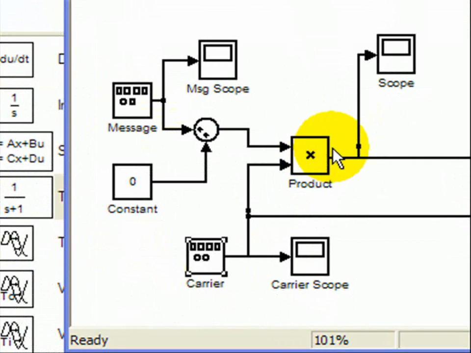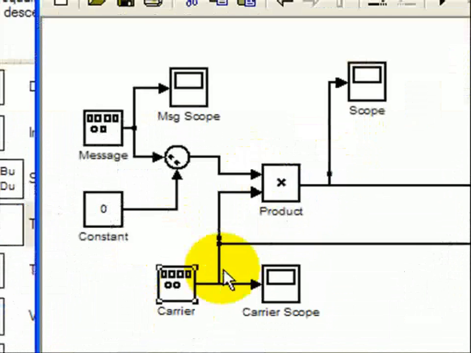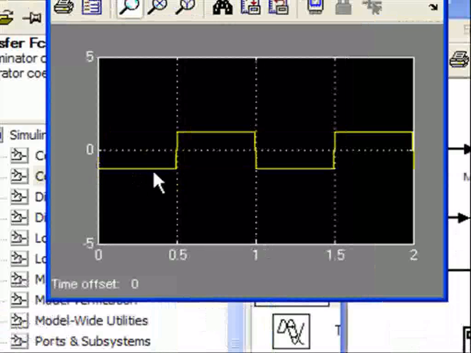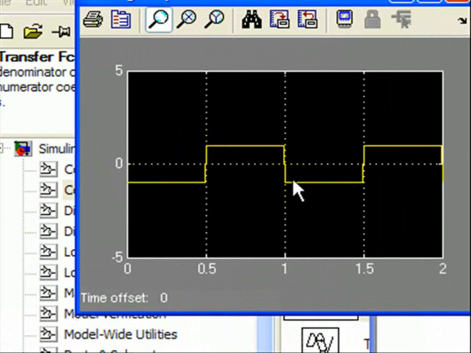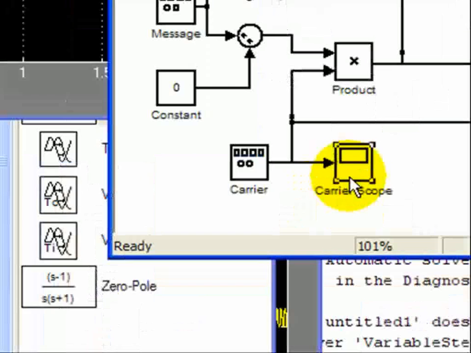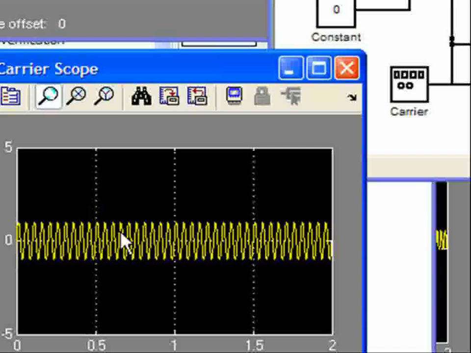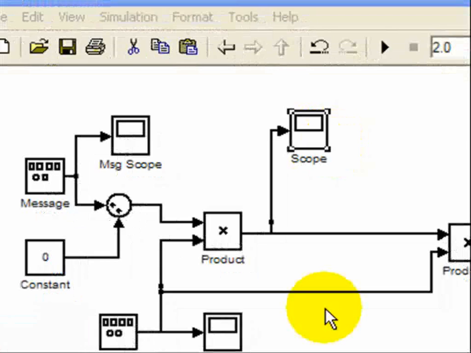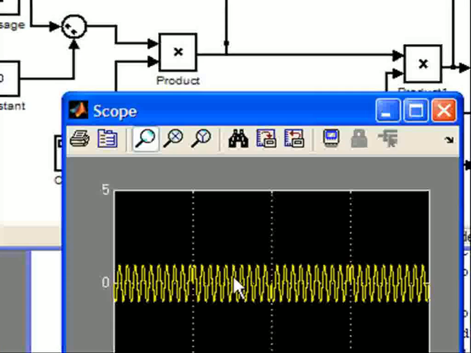All right, let me do a quick demo again. Run the simulation. So we'll take a look at the message block. Here we have a square wave with no bias, so there's a negative one and a positive one around the zero axis. We have a carrier, that's shown right here at 20 hertz. And then finally the output of this is shown right here.